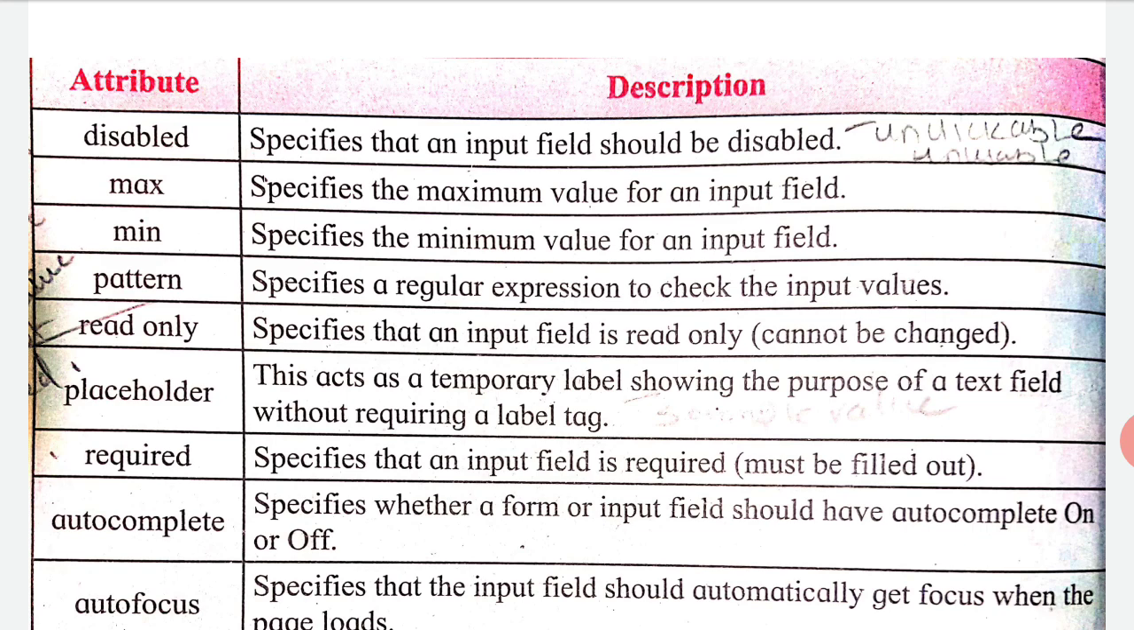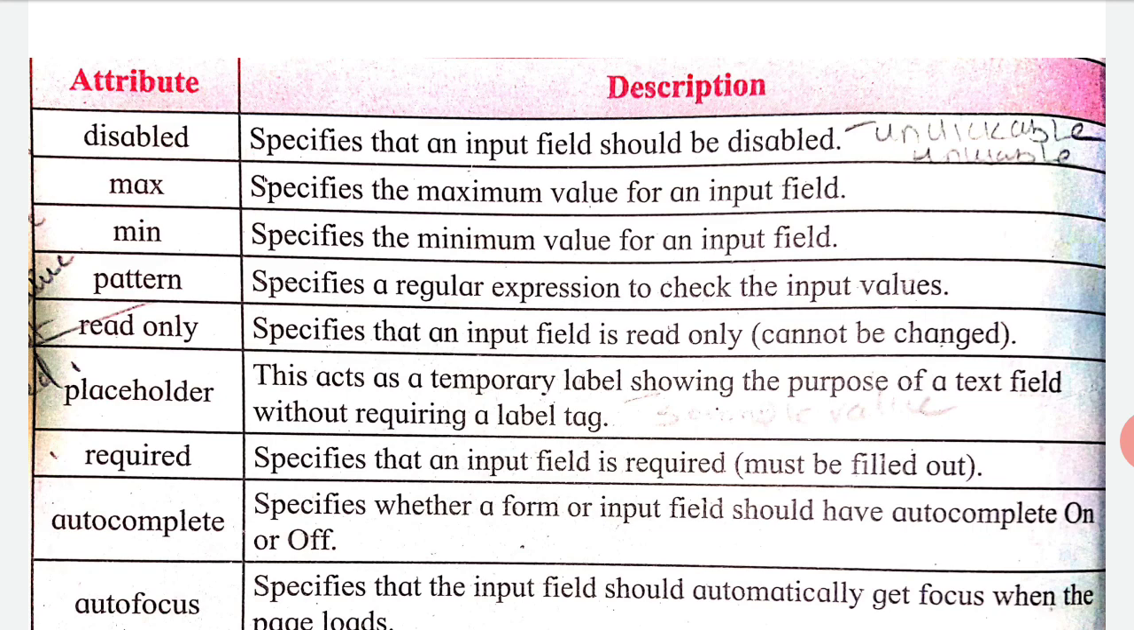Next is required. The required attribute specifies that the input field is required, that is, it must be filled out. Next is autocomplete. Autocomplete specifies whether the input field should have autocomplete on or off, which allows the browser to predict the value. And last is autofocus. Autofocus specifies that the input field should automatically get focus when the page loads. Means when the page loads, it automatically gets focused on that field.